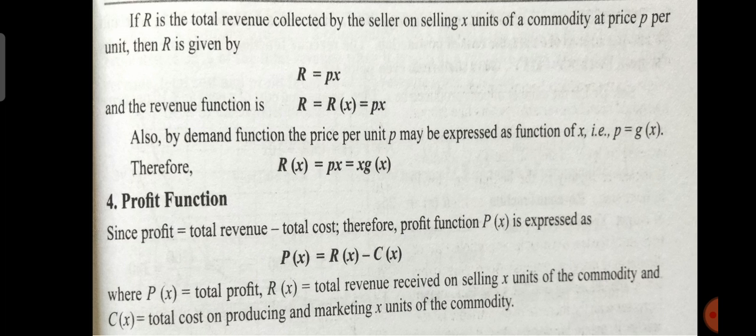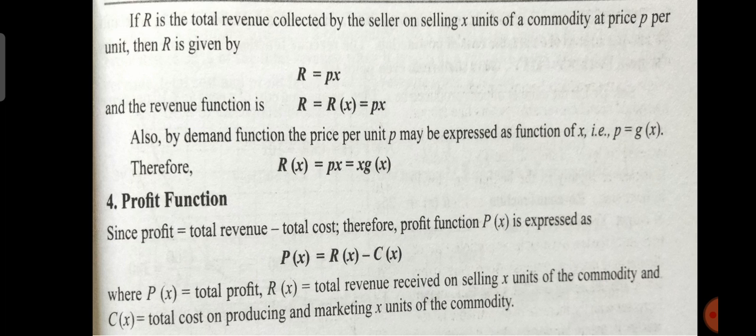Next is the profit function. You know what a profit is: total revenue minus total cost. After production and selling, what remains for us is the profit. So profit is total revenue minus total cost. So P of X is R of X minus C of X, that is the profit.